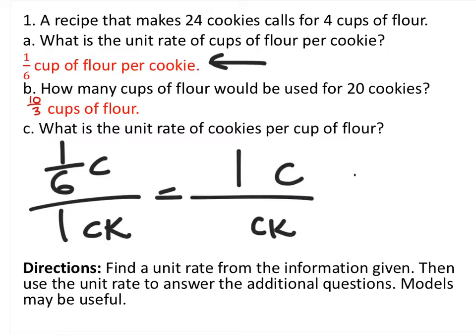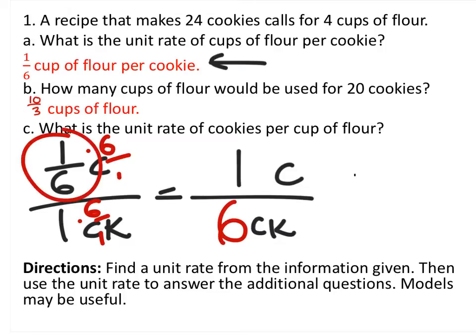Or in other words, since we want 1 cup right here, we would multiply that 1/6 by 6, or 6 over 1. So we'll multiply the cookies by 6 over 1 as well. So in other words, we've reciprocated that 1/6 to get the 6 cookies out of 1 cup of flour. So this one right here is 6 cookies.